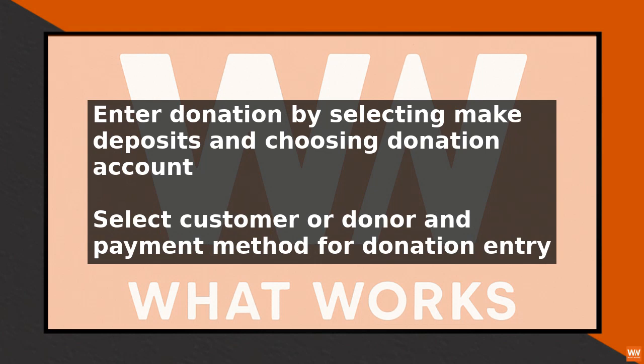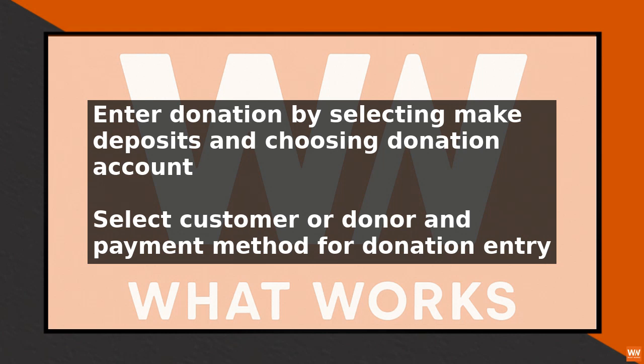In the Make Deposits window, select the account you created for donations and enter the date of the donation. Then, select the customer or donor and the payment method, which is usually cash or check. If the donation is from an individual, you can enter their name in the Received From field. And if the donation is from a business or organization, you can enter their name and select the customer type as Other. You can also add a memo or description of the donation for future reference.